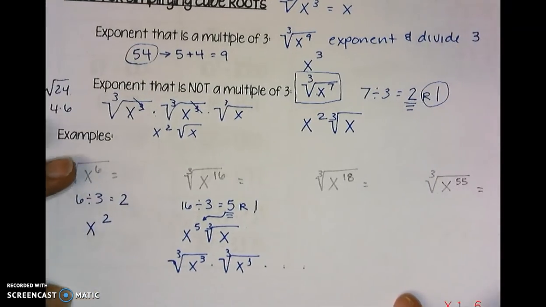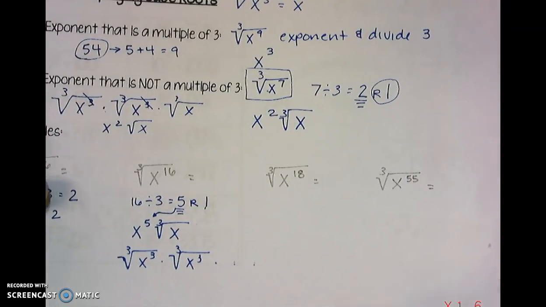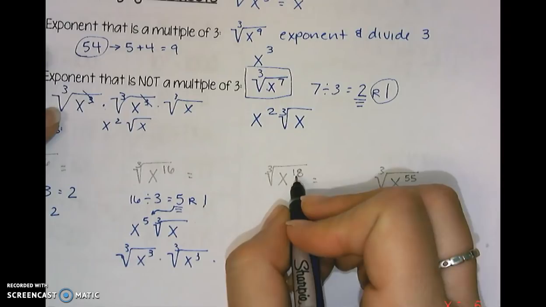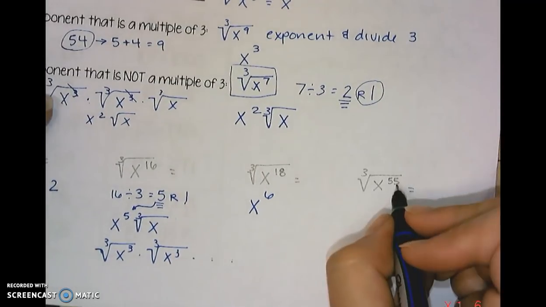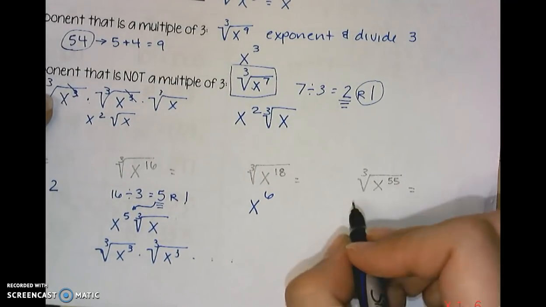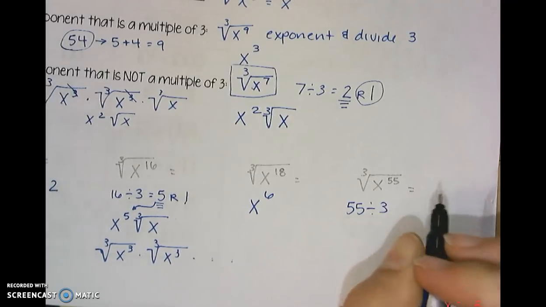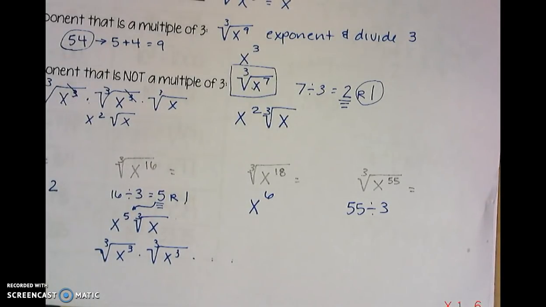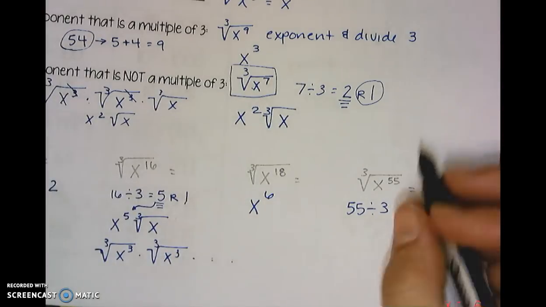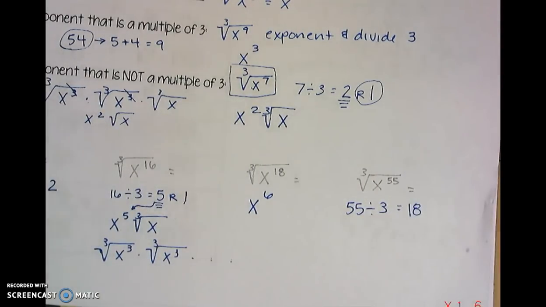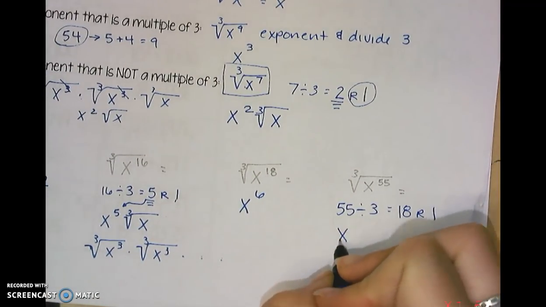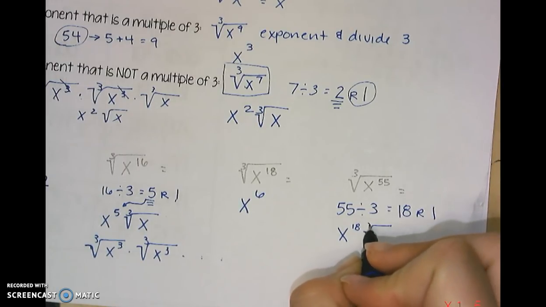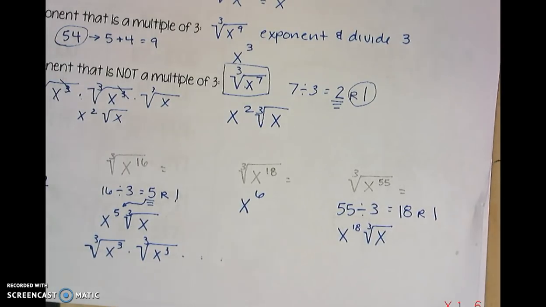All right, I want you to pause the video and try the next 2 examples. All right, so now that you've done these, 18 is divisible by 3, so this would be x to the 6. And then here, 55 is not a multiple of 3. So if we have 55 divided by 3, that gives me 18, because 18 times 3 is going to give me 54, and then I'd have a remainder 1. So I'm going to have x to the 18th on the outside, and then cube root of x.